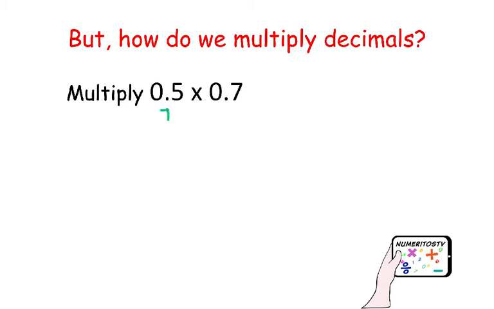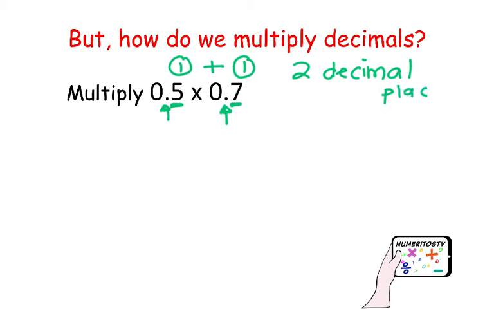So, focus on the decimal points. And then, to the right, how many decimal places do you have? In the first number, I have that 5 in the tenths place. So, that will be 1 decimal place. And in the second number, I also have a 7 in the tenths place. So that means that I'm also dealing with 1 decimal place. So in total, I'm working with 2 decimal places.